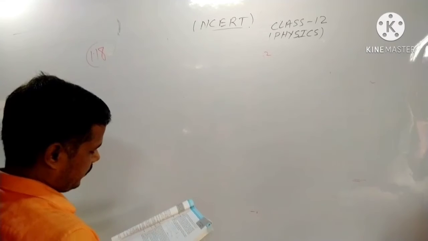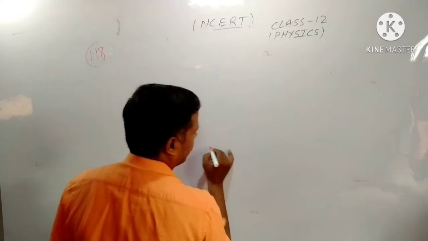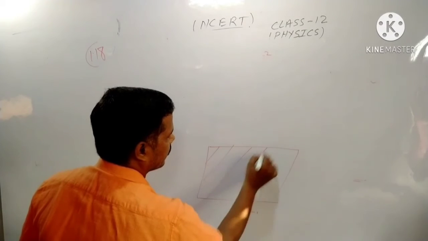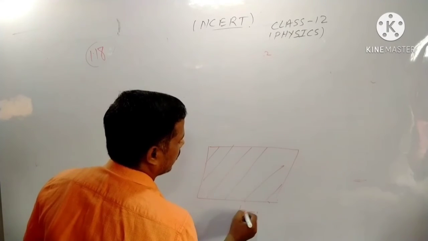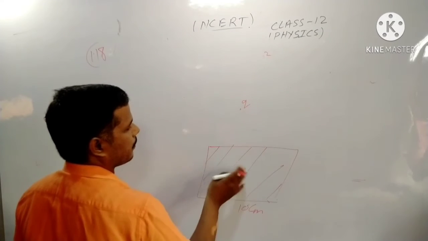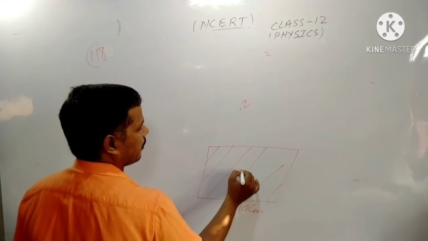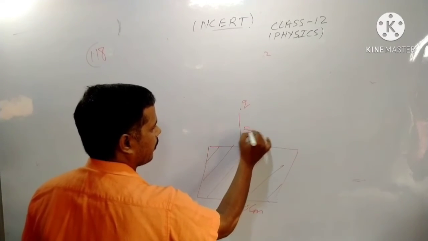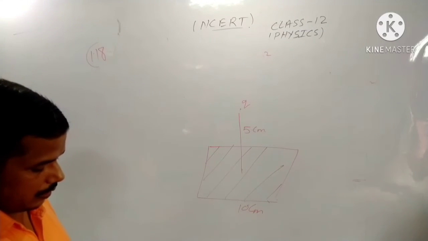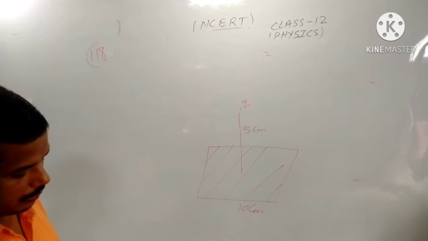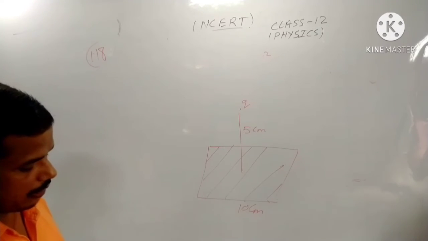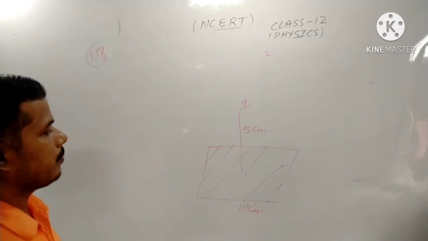1.18 says that suppose here is a square. This one is a square of 10 centimeter, and here is a charge Q. The distance between its center and this one is 5 centimeter. Okay, तो कह रहा है find the flux. What is the magnitude of the electric flux through the square?